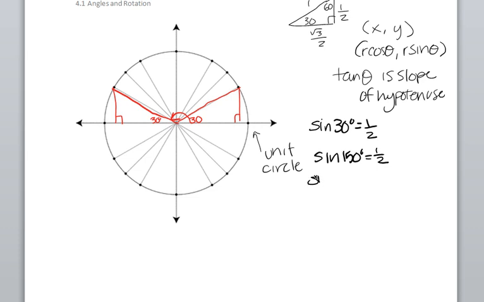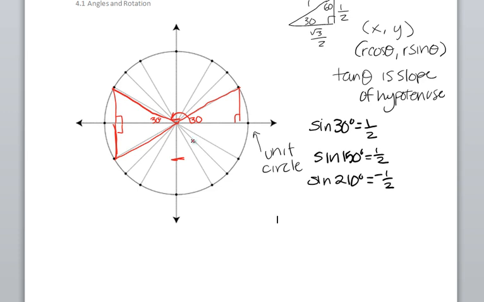Okay? So let's take it one step further. What happens if I want to find sine of 210 degrees? Well, what I do is I reflect that exact same triangle down here into quadrant 3. Now my sine is a negative y value, because we're in the third quadrant, right? So the y values are negative, but this distance here is still 1/2. Okay. So sine of 210 is negative 1/2.